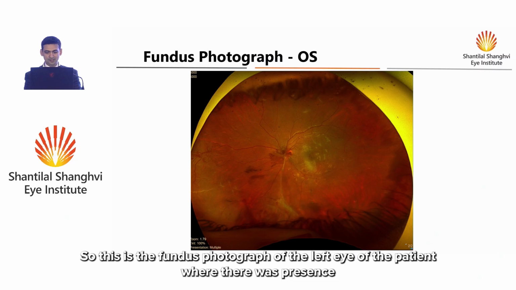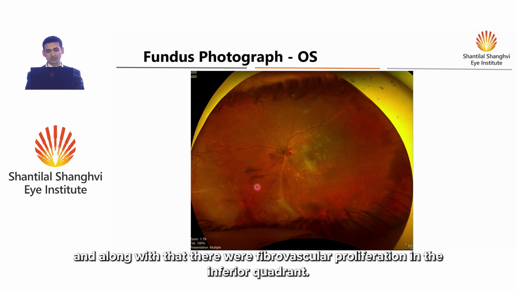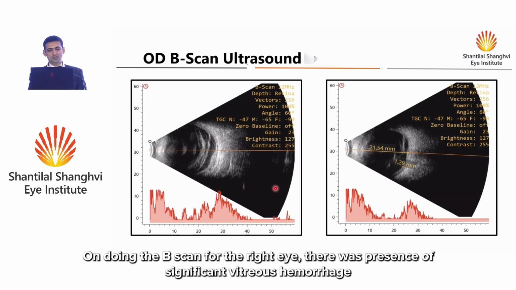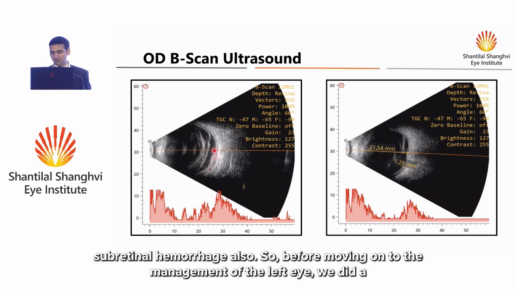This is the fundus photograph of the left eye of the patient, where there was a large neovascularization of the disc with peripheral vasculitis features and NVEs elsewhere, along with fibrovascular proliferation in the inferior quadrant. On B scan of the right eye, there was significant vitreous hemorrhage with a retinal detachment and a suspected subretinal hemorrhage also.